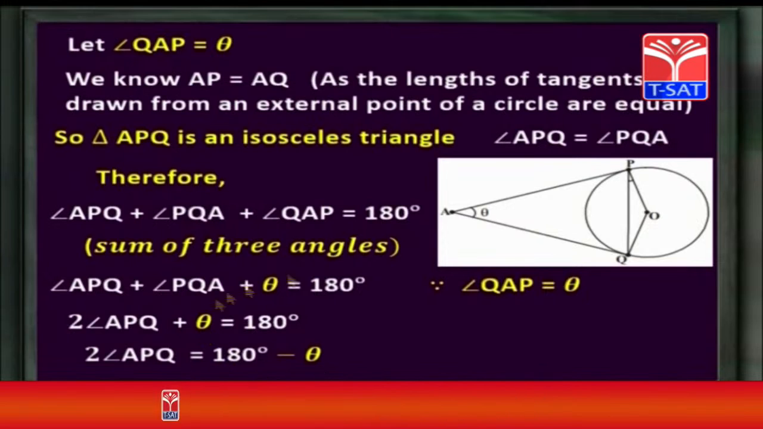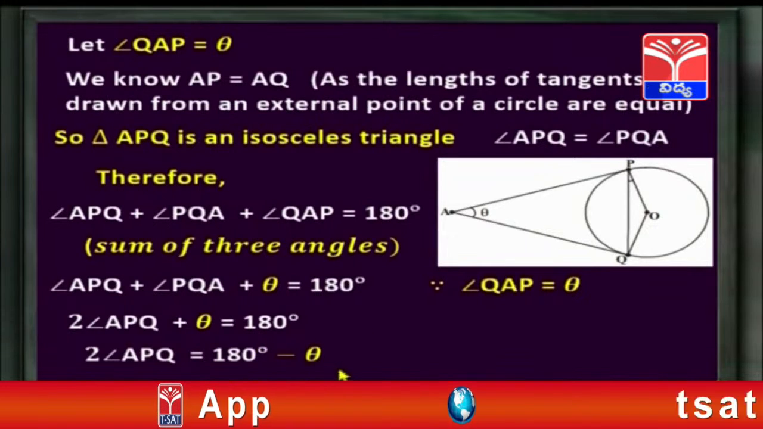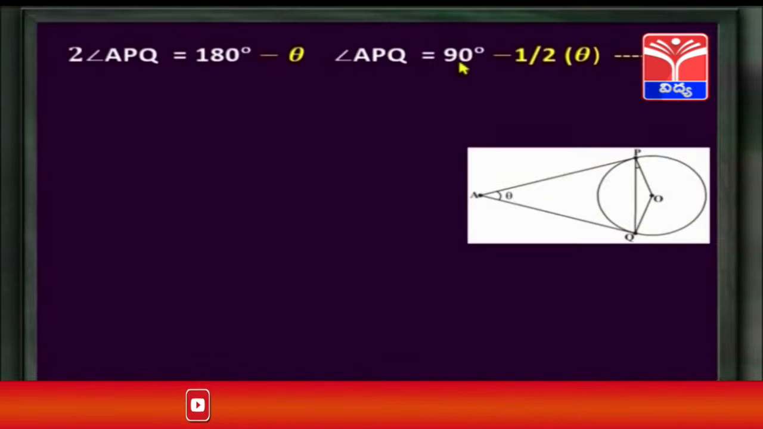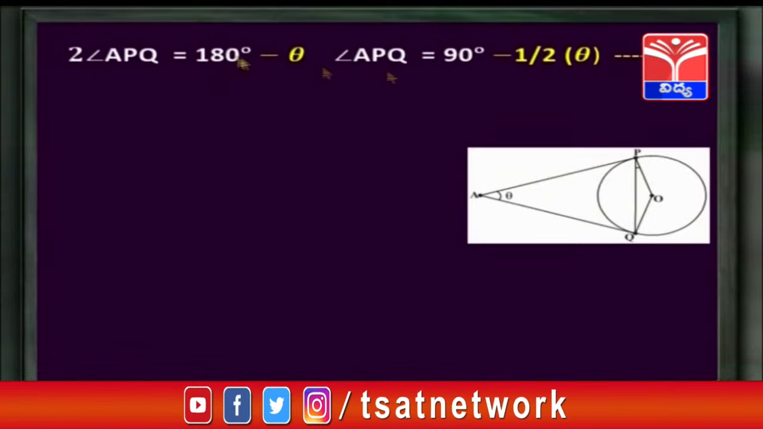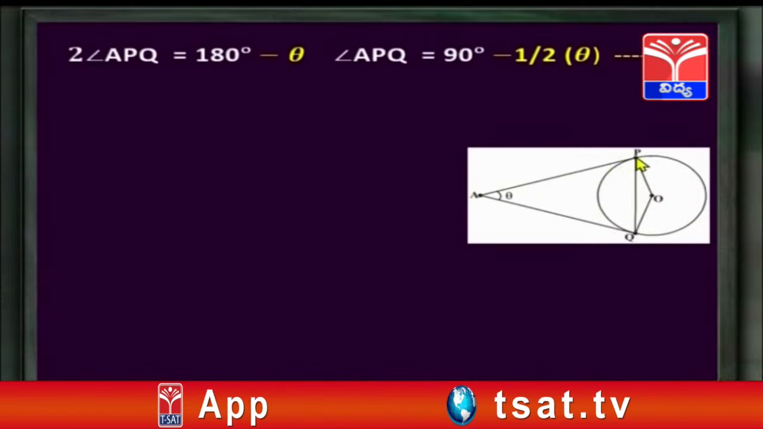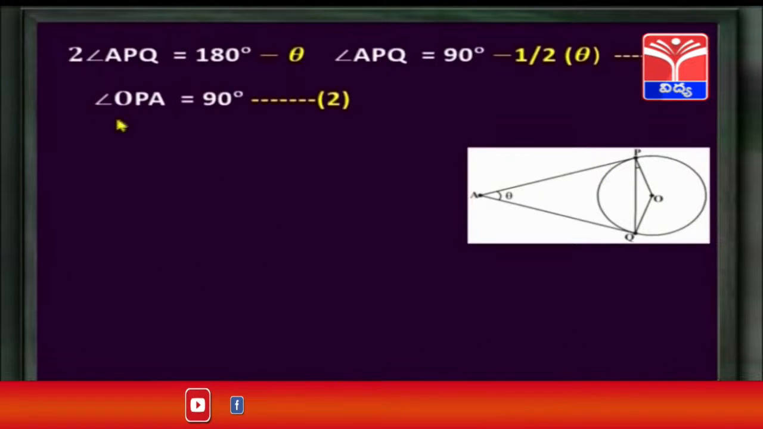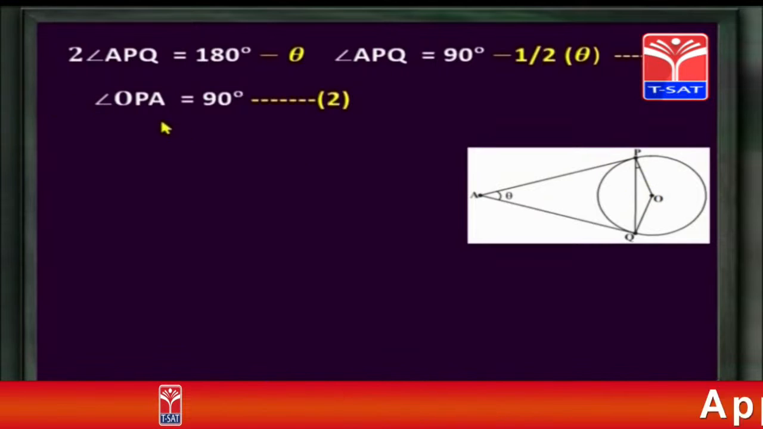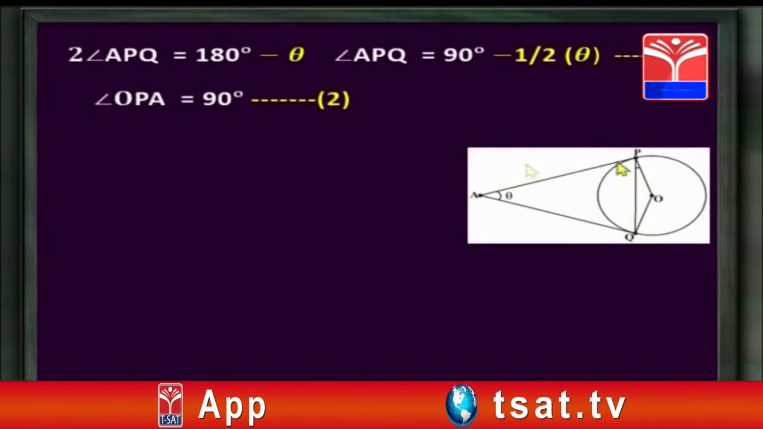I am sending theta to the right hand side, then 180 minus theta. So, 2 APQ is equal to 180 minus theta, that means APQ is equal to 90 minus 1 by 2 into theta. So, 180 minus theta by 2, I can write 180 by 2 is 90 degrees and theta by 2 as 1 by 2 into theta. So, APQ I got as 90 minus 1 by 2 theta. Now, OPA is equal to 90. How is OPA 90? Because OPA is an angle at the point of contact, right? We know that the angle at the point of contact with the radius is always 90 degrees. So, we can say OPA is equal to 90 degrees.